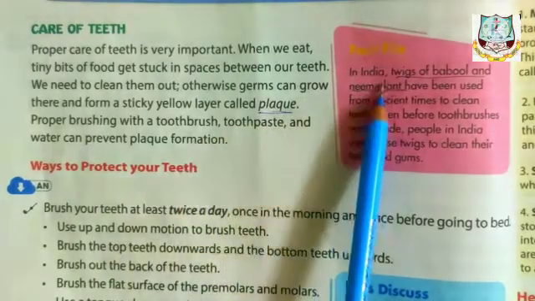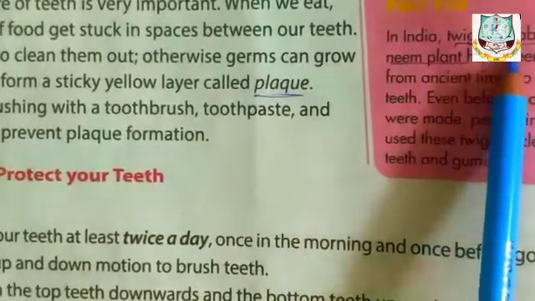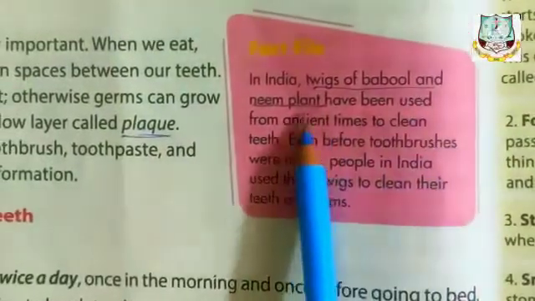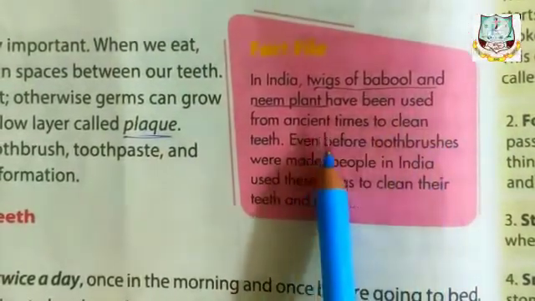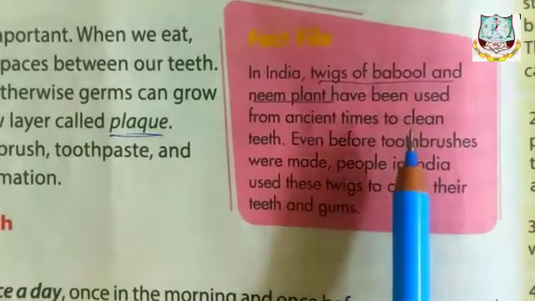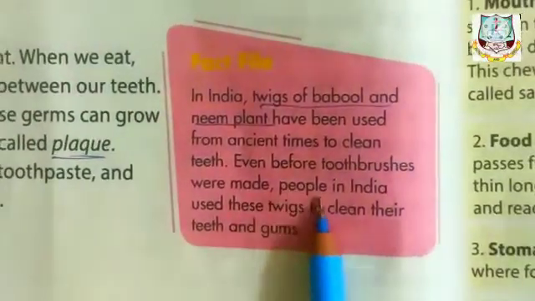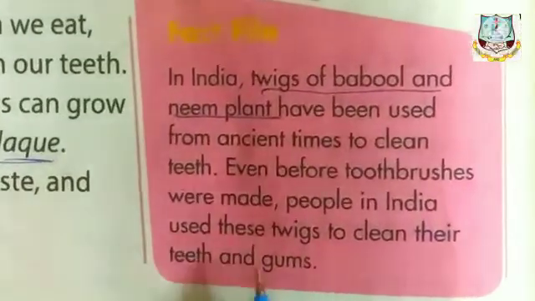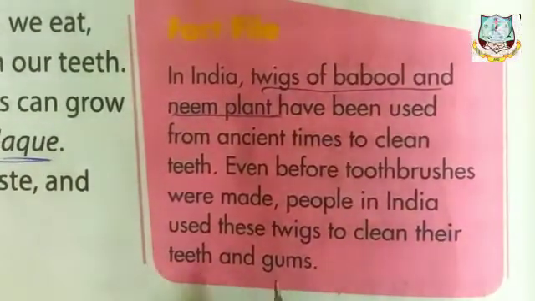In India, twigs of babool and neem plants have been used from ancient times to clean teeth. Even before toothbrushes were made, people in India used these twigs to clean their teeth and gums.